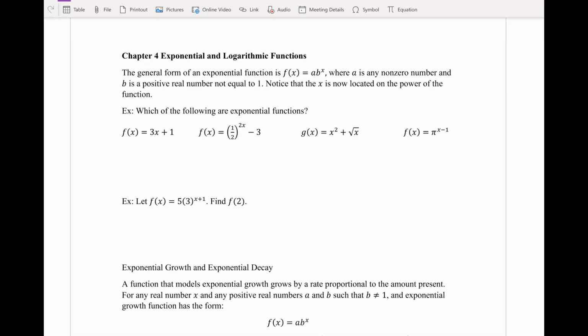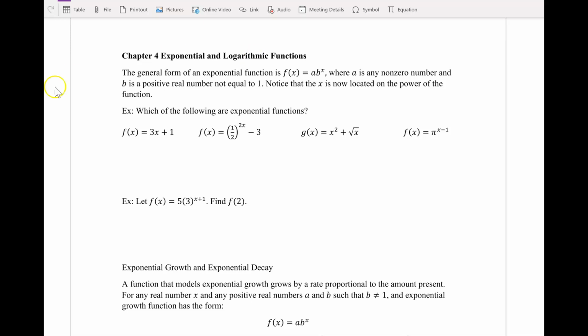In this video, we will be talking about exponential functions. So this is going to be chapter 4. The title is exponential and logarithmic functions, but we'll probably be talking about log functions in class. But this is going to be a little bit of exponential functions and how they work, what they look like, and a little bit of graphs as well.